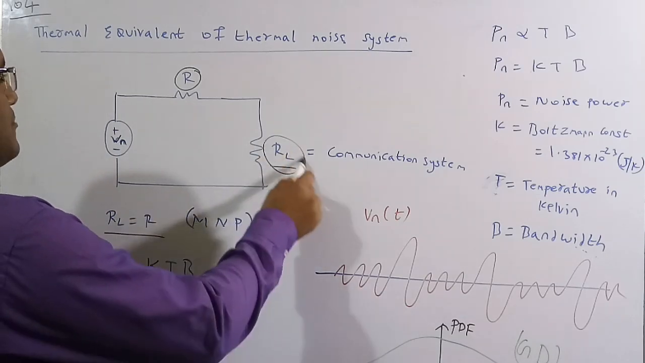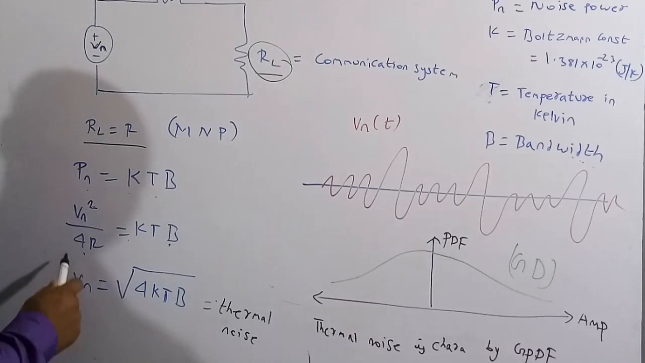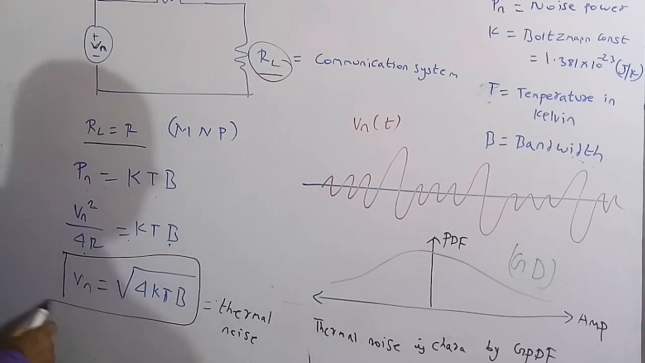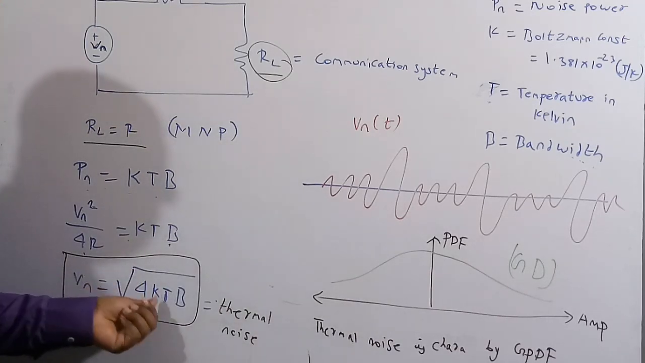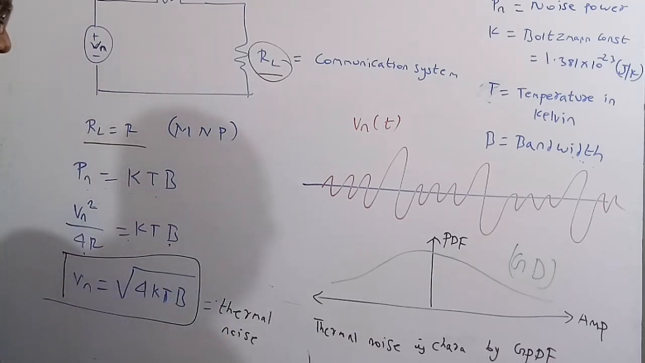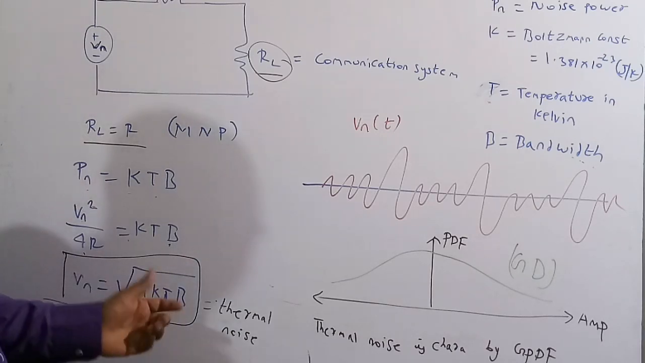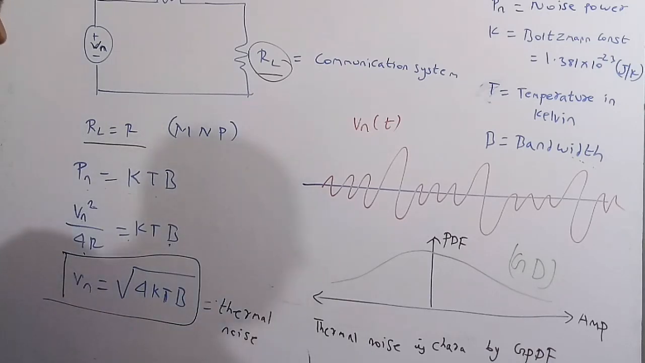The noise power received by this resistor is Vn squared by 4R, which by the maximum power transfer theorem is equal to KTB. So if you solve, this Vn is the RMS value. Therefore Vn is equal to the square root of 4KTB. This Vn is called thermal noise, or it is also called white noise, or Johnson noise. So there are different names for this Vn: thermal noise, Johnson noise, or white noise.